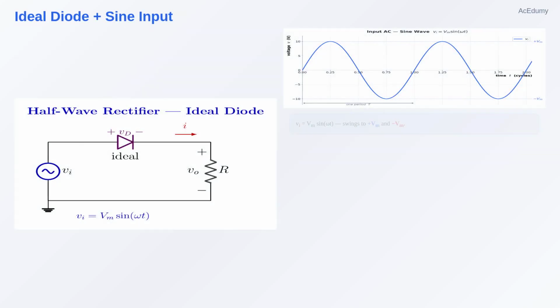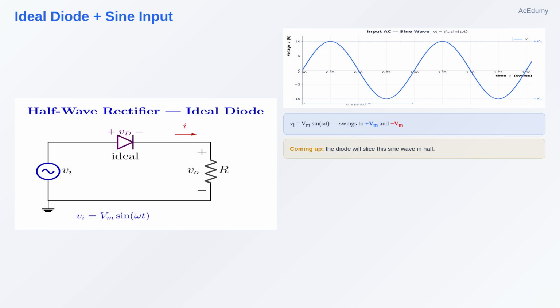Here is the circuit. An AC voltage source on the left, a diode in series, and a load resistor on the right. We will start with an ideal diode, zero forward drop, perfect switch. The input voltage is a sine wave, Vi equals Vm times sine omega t, where Vm is the peak amplitude. On the positive half cycle, the input swings up to plus Vm. On the negative half cycle, it swings down to minus Vm. The diode is going to slice this sine wave in half.